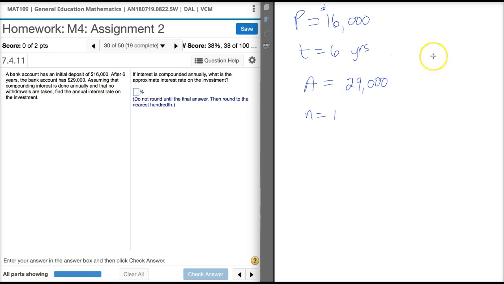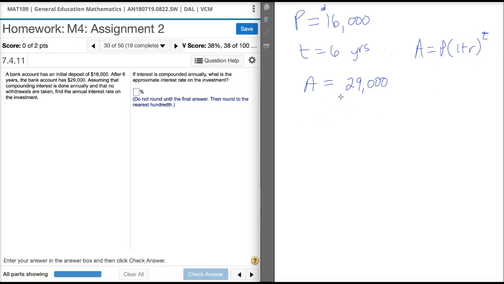Okay, so this problem is a little different. We're still going to use this formula here. Of course, note that this originally had a divide by n under the r and an n times t here, but since n is 1, that's taken care of and it simplifies to this.